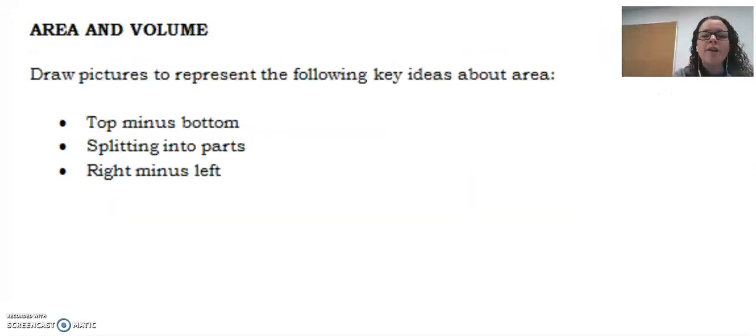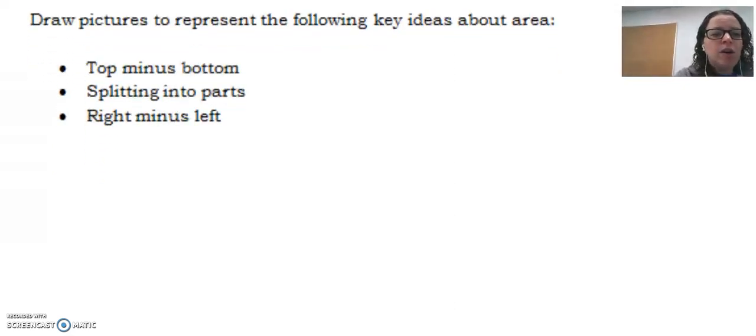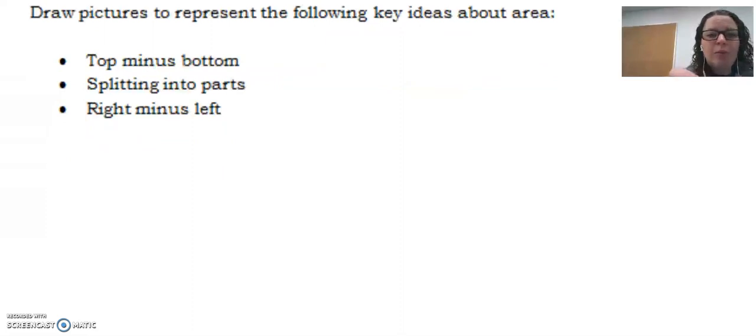All right then, area and volume was our other big topic that was towards the end of third quarter. So we're going to draw some pictures to help represent our different visuals of area and volume. So let's start with this concept of top minus bottom in your notes.